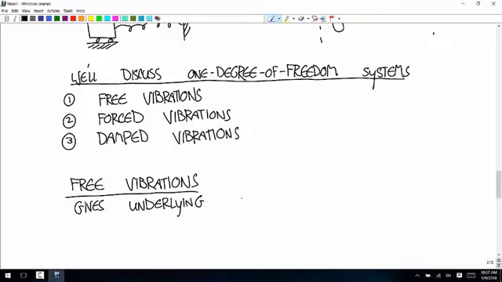So the underlying ordinary differential equation, when we add forces to it and damping to it, that's just going to modify this equation, make it more complicated.